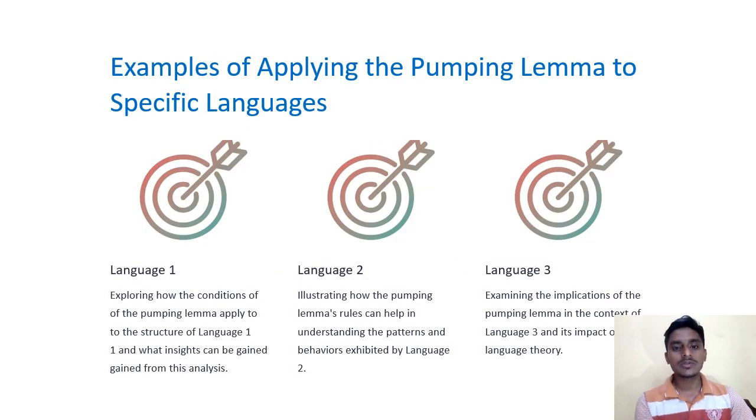So next are examples of applying the pumping lemma to specific languages. For language one, we explore how the conditions of the pumping lemma apply to the structure of language one and what insights can be gained from the analysis. For another language, we illustrate how the pumping lemma as a tool can help in understanding the patterns and behaviors exhibited by that language. In another language, we examine the application of the pumping lemma in the context of language theory.